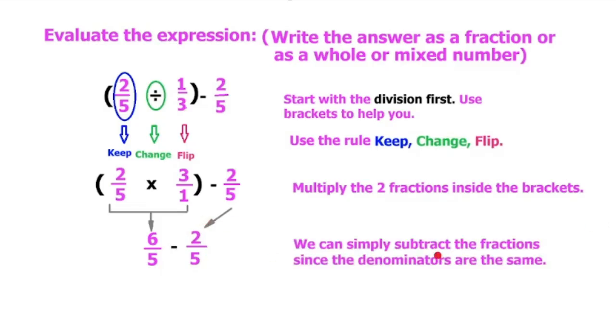Now we can simply subtract the fractions since the denominators are the same. Denominators are the same, so we could just do a simple subtraction of the numerators. So 6 minus 2 is 4. So then we put our denominator in, and it's 4/5. And that's it. That's how you do that problem.